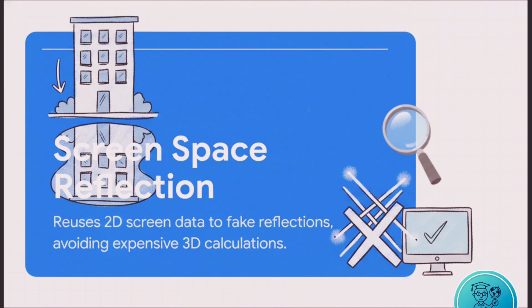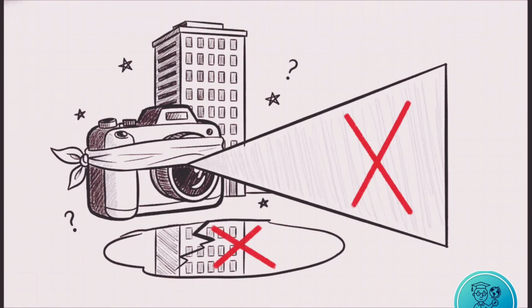Think about it. If you have a shiny puddle on the street, the computer just takes the pixels of the buildings that are already visible on the top half of your TV and literally just flips them upside down onto the puddle. It is faking a 3D reflection using nothing but 2D screen data. It's so wildly efficient. But of course, a cheat code like this comes with some pretty glaring flaws.